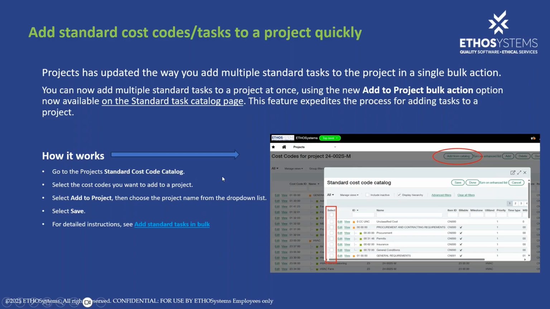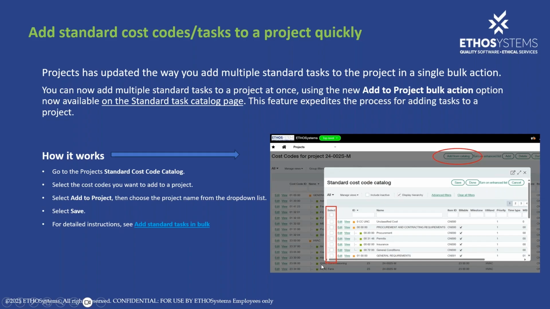And when you go to projects and setup and you have your standard cost code catalog list view, or your standard cost type catalog list view, right? Then you will get this window or this list view. And then up here, right? It's very, very intuitive, guys. It says add from catalog. Click it, and here's your catalog.